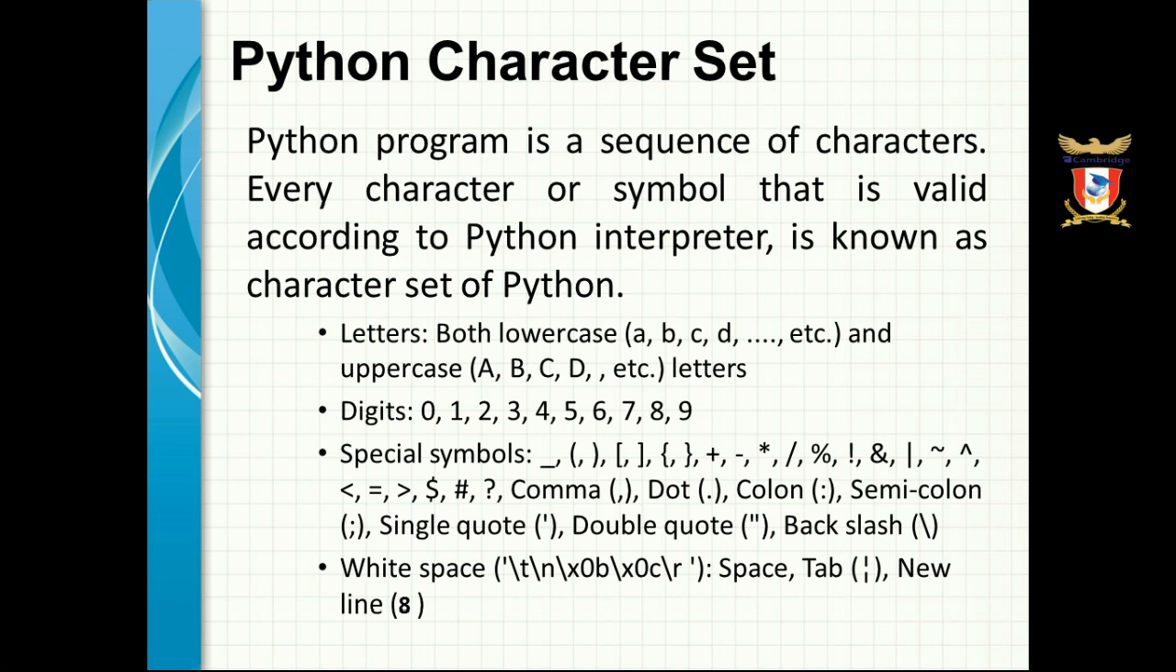So here we have some character sets like letters, lowercase a to z, uppercase A to Z. In the case of digits we have 0 to 9, and some special symbols like comma, semicolon, bracket, square bracket, curly bracket, and many more. So these are the character sets that we can use as valid symbols in Python.